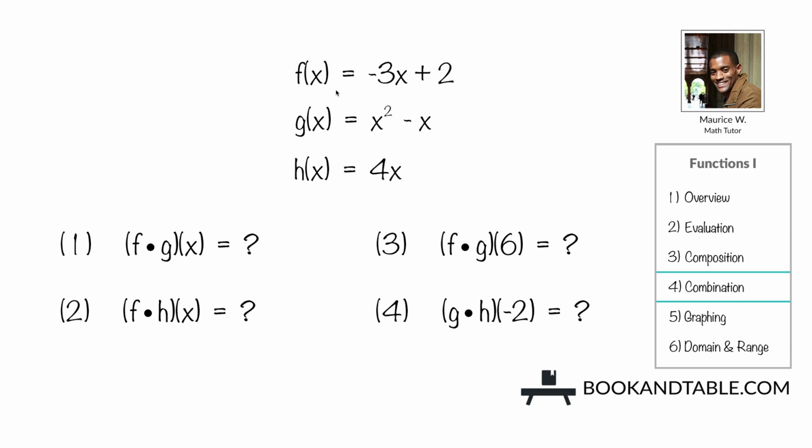If f of x is equal to negative 3x plus 2, and g of x is equal to x squared minus x, and h of x is equal to 4x. Question number 1, what is f times g of x equal to? Question number 2, what is f times h of x equal to?